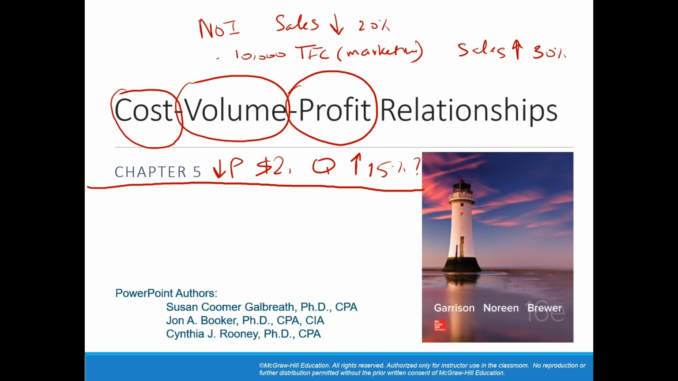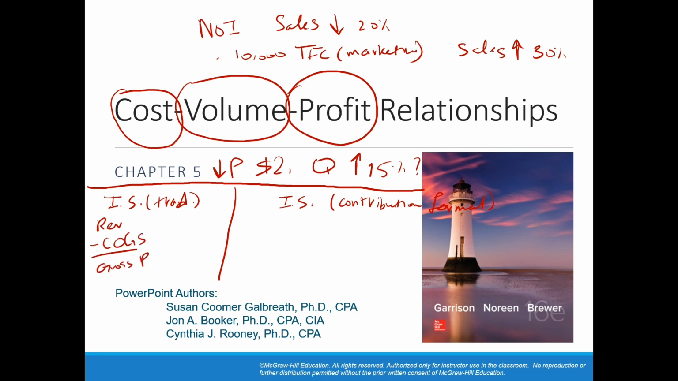Before I start the chapter, I'd like to remind you that the income statement has two formats, the traditional format and the contribution margin or contribution format. In the traditional format, you know that we start with revenues minus cost of goods sold, you get gross profit, then you deduct other expenses, and eventually you end up with net operating income.